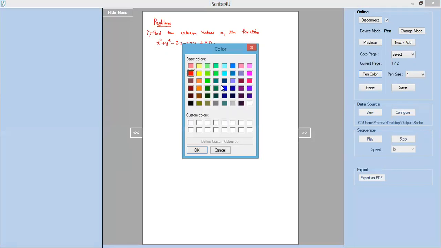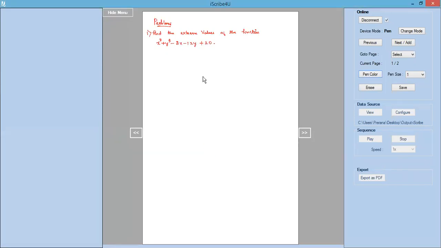So given a function of x comma y, we have to find out the extreme values of the given function. So let us call the given function firstly as f of x comma y. So let f of x comma y is equal to x cube plus y cube minus 3x minus 12y plus 20.